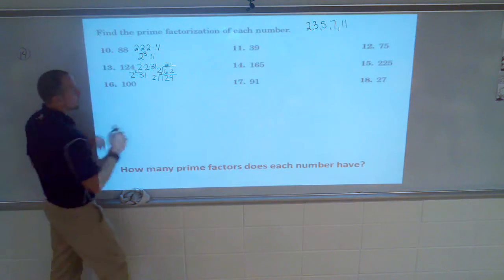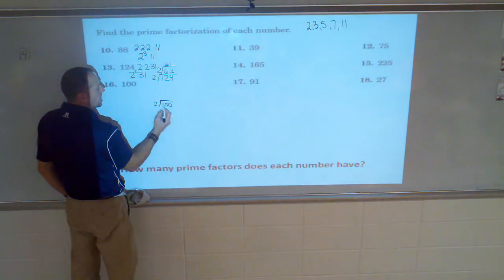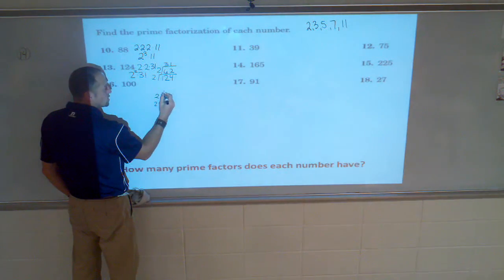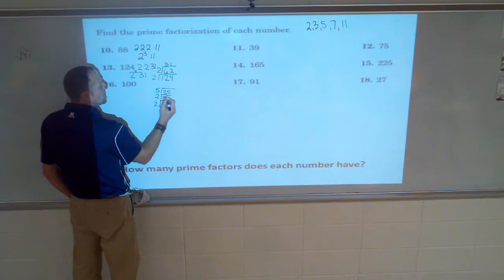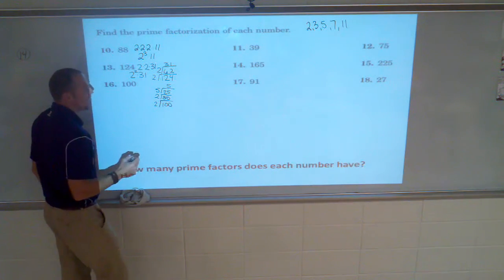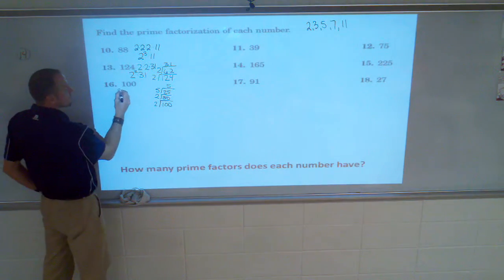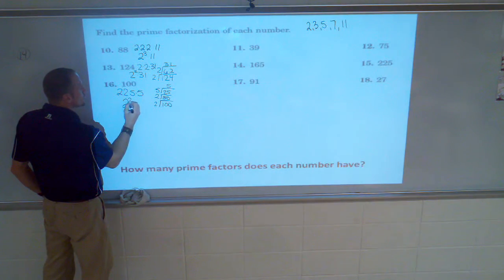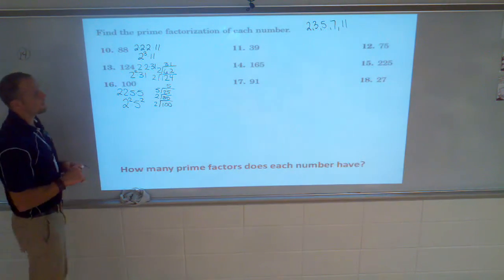So when I do 100, I'll divide 100 by 2. That'll be 50. I'll divide 50 by 2. That's 25. I'll divide 25 by 5, and that will be 5. 5 is prime, so I can stop. And I've got 2 times 2 times 5 times 5, which is 2 squared times 5 squared.